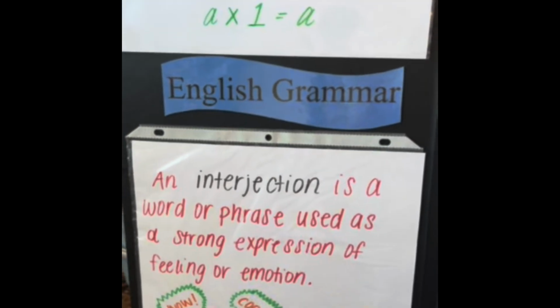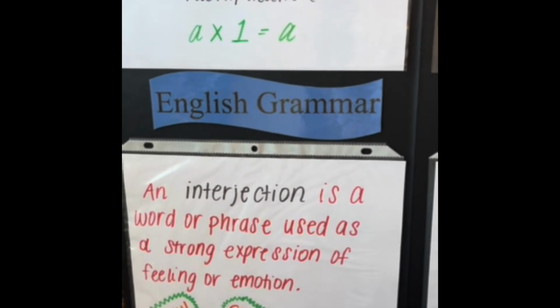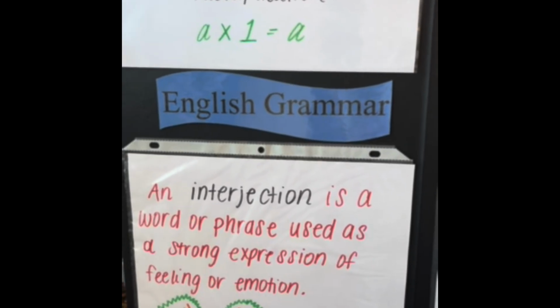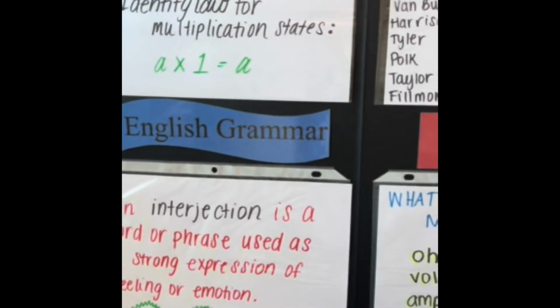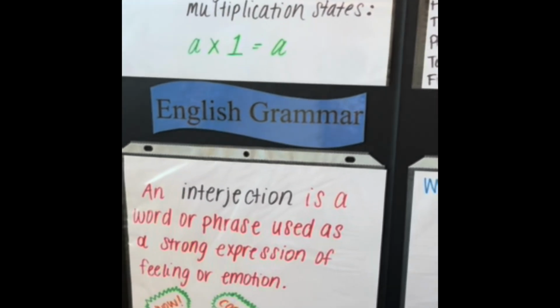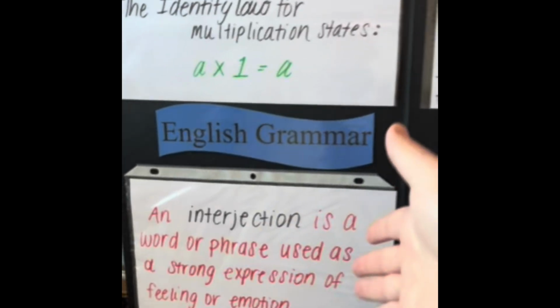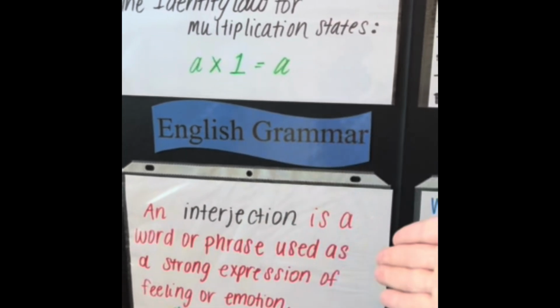And I wrote some examples. Wow and cool. Those are interjections. So if your friend's talking and you say, wow, that's an interjection. Cool, that's an interjection. So what I did with Harper this morning is I gave her our little animals, which you don't have to have. You can just pretend any animal you want. Your imagination could do that.